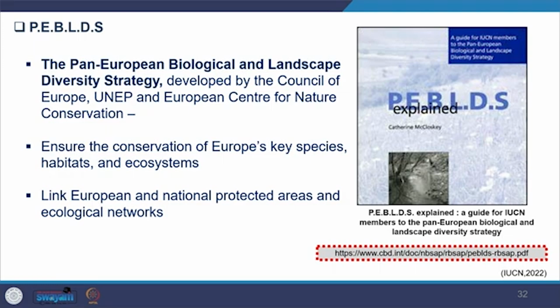It's a guide for IUCN members to Pan-European Biological and Landscape Diversity. So this guide is also available. You can have a look at that. The link is also provided for you.